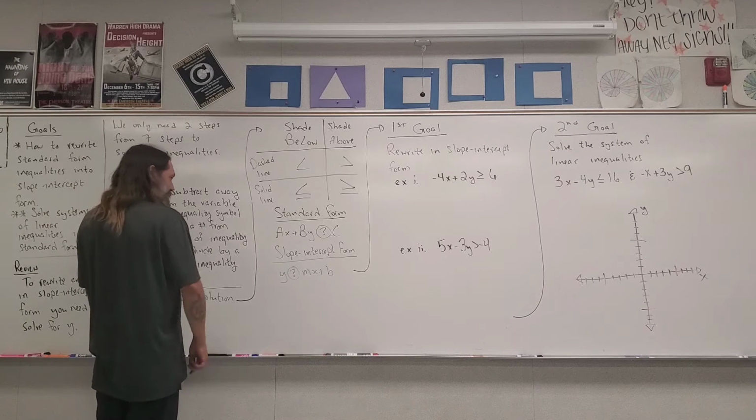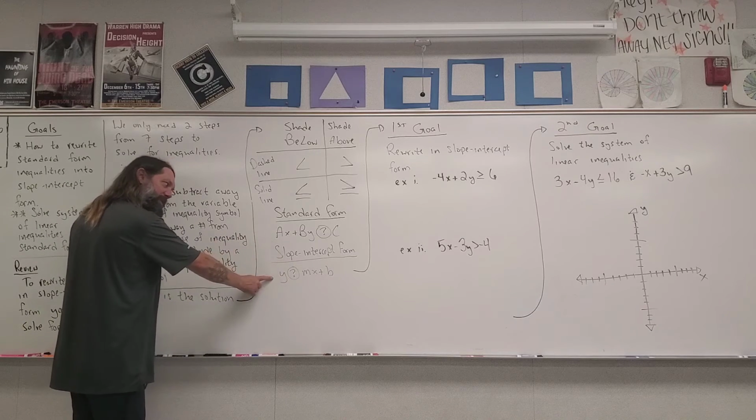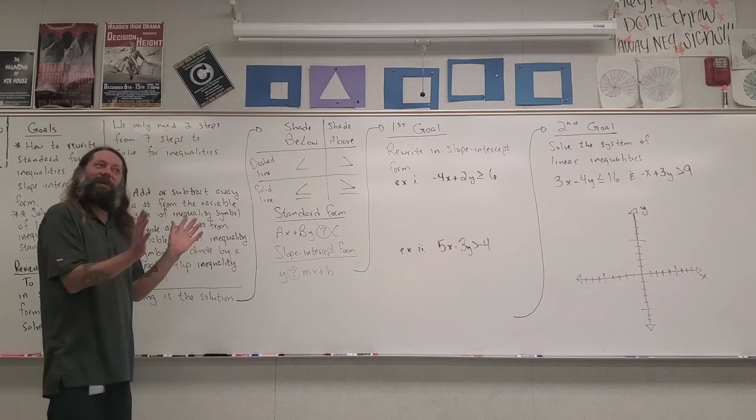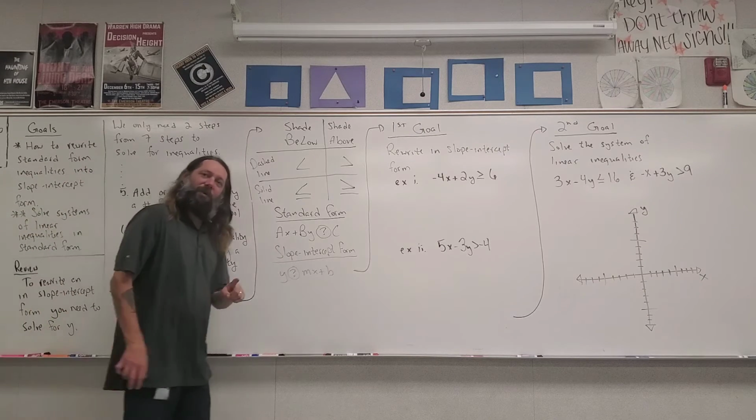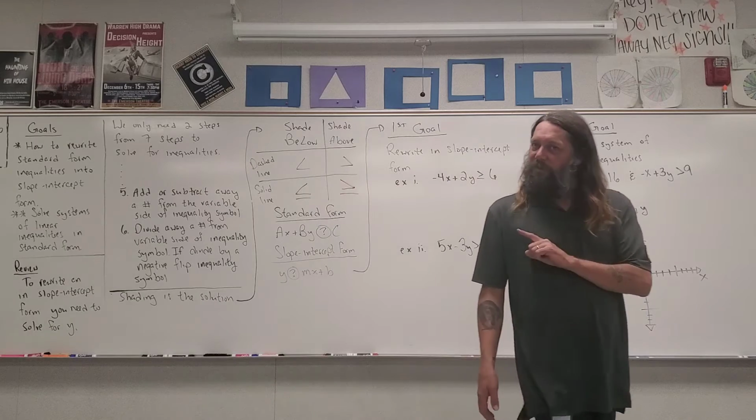And I just talked about standard form and slope-intercept form. And one more thing, I'm completely going out of order. One more thing is the shading is the solution. So in inequalities, the shading is the solution.